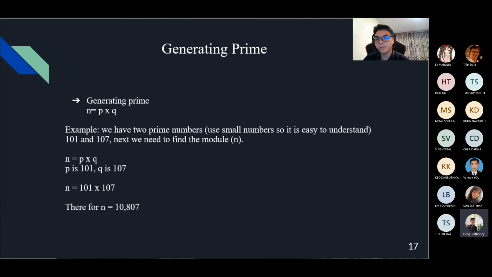First, we have to generate prime numbers. We have the following formula of n equal to p multiplied by q. We pick two prime numbers, which are 101 and 107. As a result, we get 10,807, which is the modulus.